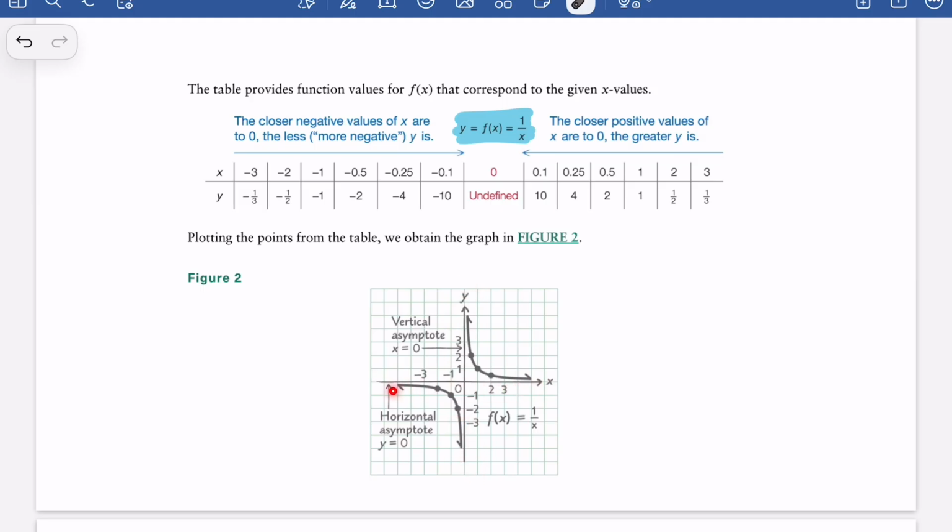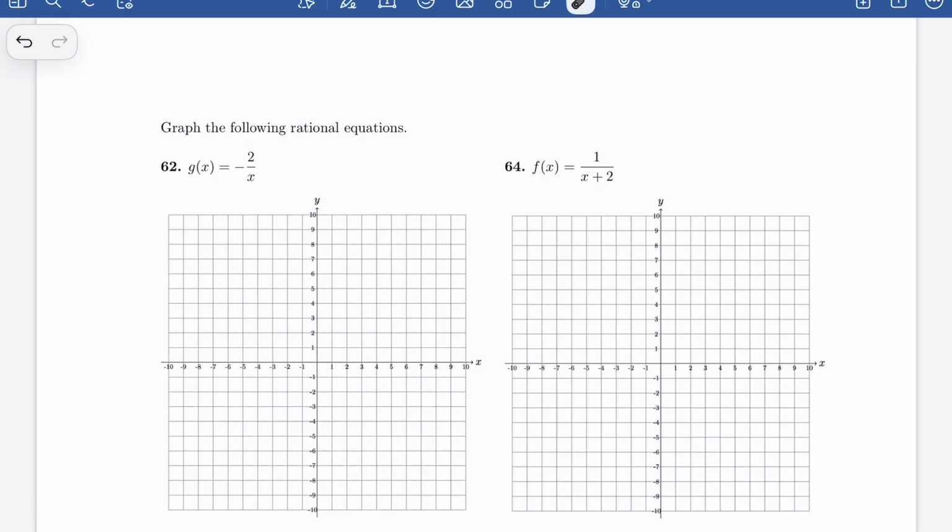Then our horizontal asymptote comes from the fact that our output is never going to be 0 either. As we increase our x values in either direction here, this graph is going to get really, really close to 0 here and really, really close to 0 here, but it's not actually ever going to give us an output value of 0. So this is the behavior of our reciprocal function, and we're going to use this to graph other rational functions. All right, so this brings us to these two examples. We want to graph both of these rational functions. Now let's start with this one here.